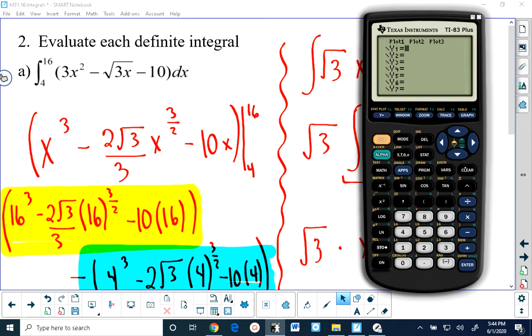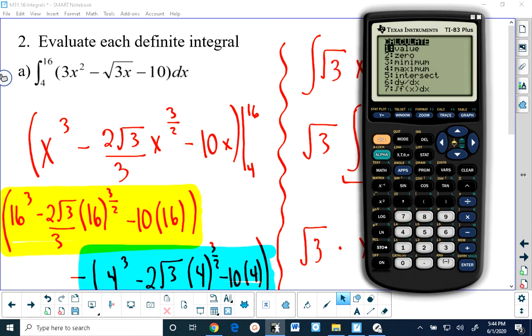Let me show you. We have 3x squared minus the square root of 3x, and then minus 10. I have no idea what this function looks like. If I go zoom 6, I'm not even sure I'll be able to see the function. Well, there's part of it. Now I want to go from 4 to 16, so I'm going to have to change my window setting to go up to at least 16. I'm going to go up to 20. And it doesn't matter that I don't see the function.